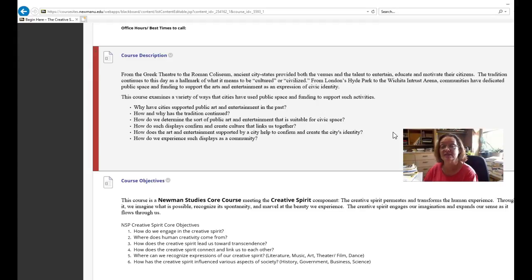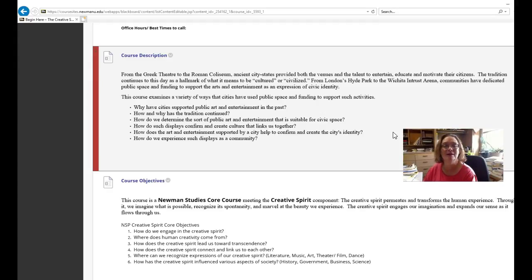How do such displays confirm and create culture that links us together? And how does the art and entertainment supported by the city help to confirm and create a city's identity? I'm from Texas, I'm from Houston, and when I drive down to Houston, I have to go through Arlington, Texas, and some of you may know that the biggest, baddest representation of Arlington, Texas is Dallas Cowboy Stadium, right? So, wow, is that what Arlington's known for today? Is that big old Cowboy Stadium? In a lot of ways, yes. I'm sure there are other things they're known for, but that's the first thing you think of, right?